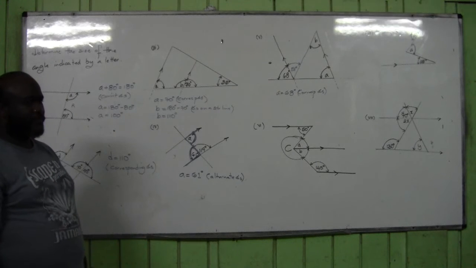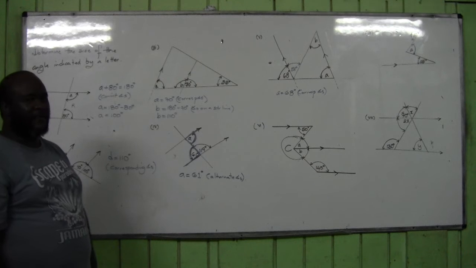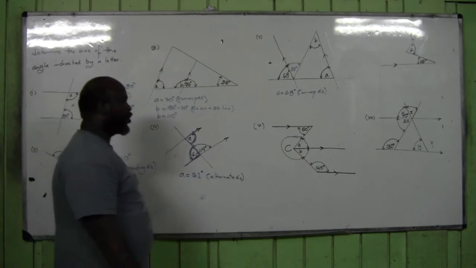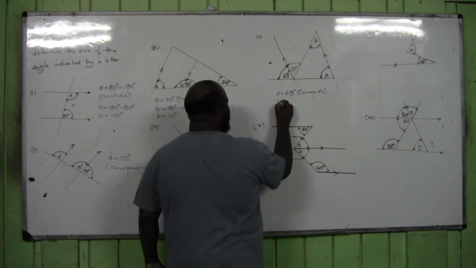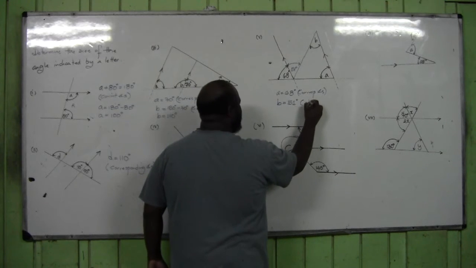Sir, B is equal to 51. Why is B equal to 51? They are alternate angles. I agree with you. B is equal to 51 degrees. They are alternate angles.